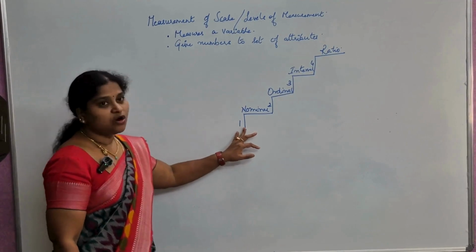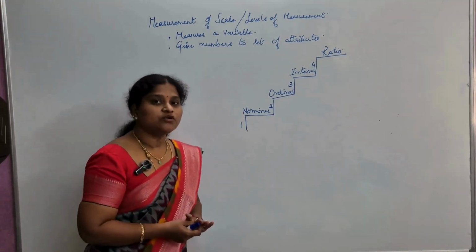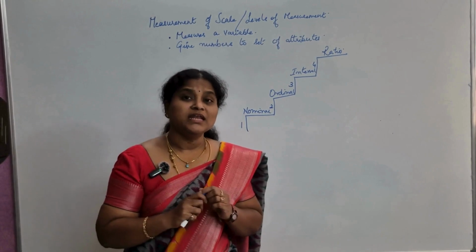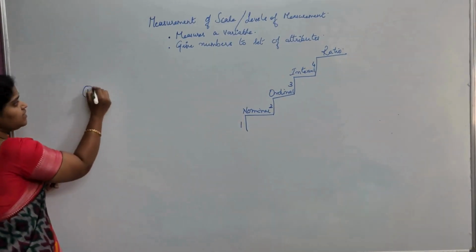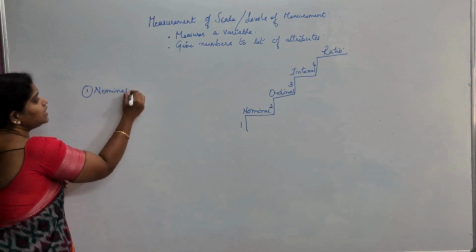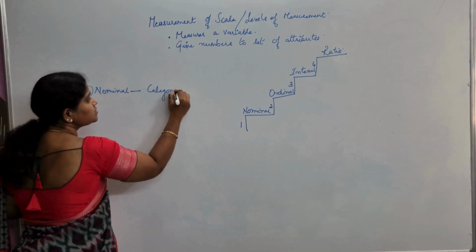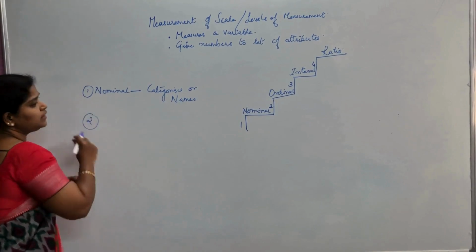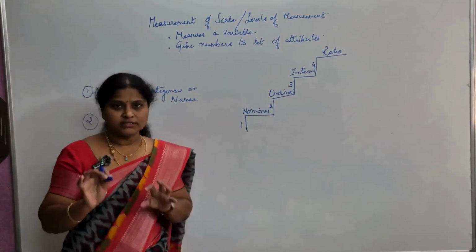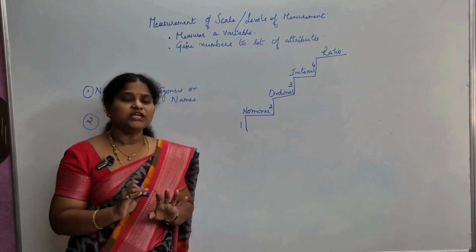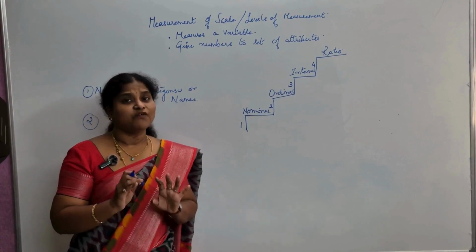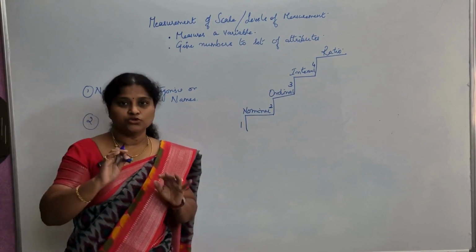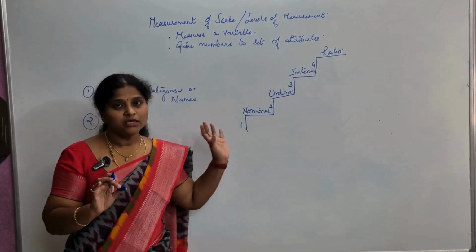Now, the first level is called the nominal data. As we know the meaning of nominal, it simply categorizes the given data. That means it simply names the data. Here, data is simply categorized or segregated and named. That's it. Here we cannot compare, we cannot find the differences, and we cannot organize the data from lowest to upper or upper to lower. It's simply named.